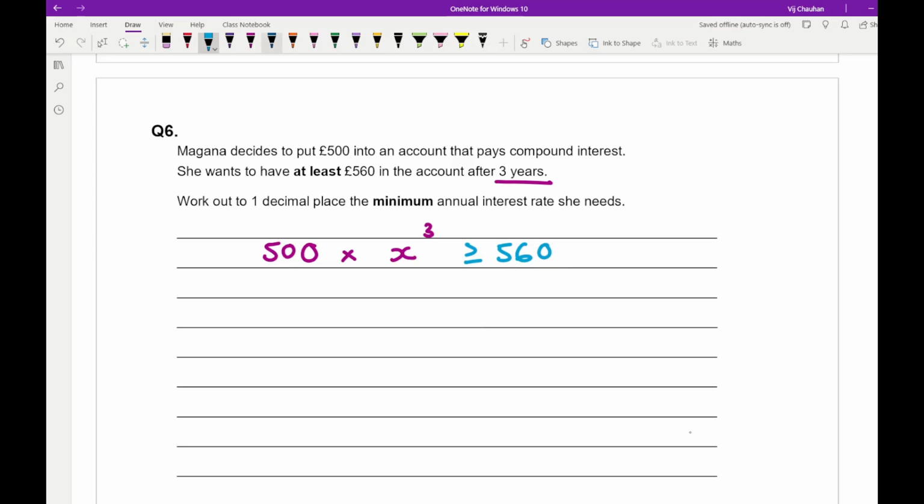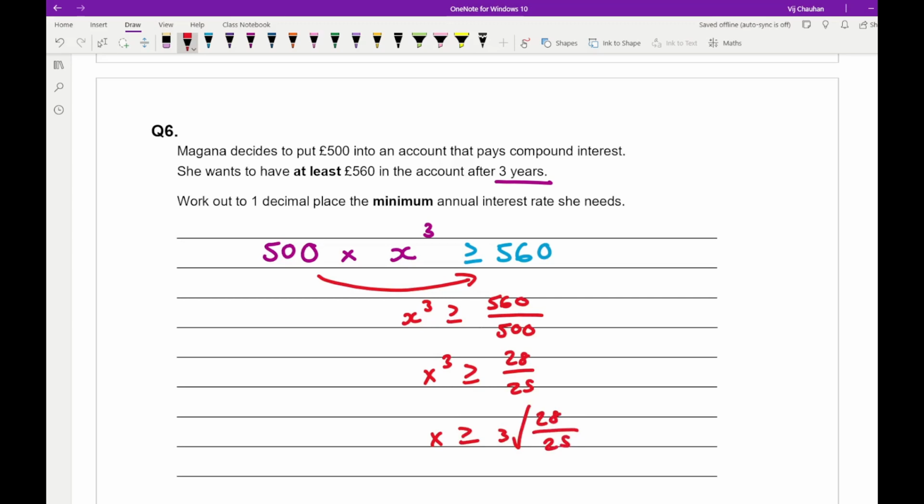So from this, what we now need to do is solve this. So here, if we take the 500 over to the other side, we end up with x cubed is greater or equal to 560 over 500. And if I just type that into my calculator, 560 divided by 500 gives me 28 over 25. And then I want to find out the value of x, so what I then do is cube root 28 over 25, and if I just type that into my calculator, 1.03849 and so on. So the interest rate needs to be greater than that or equal to.